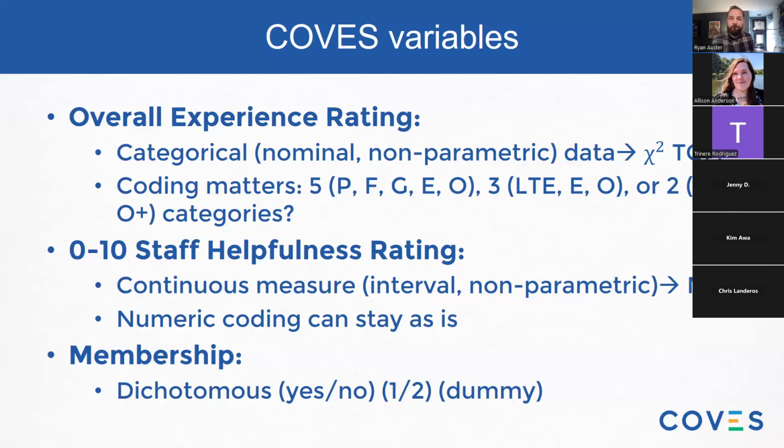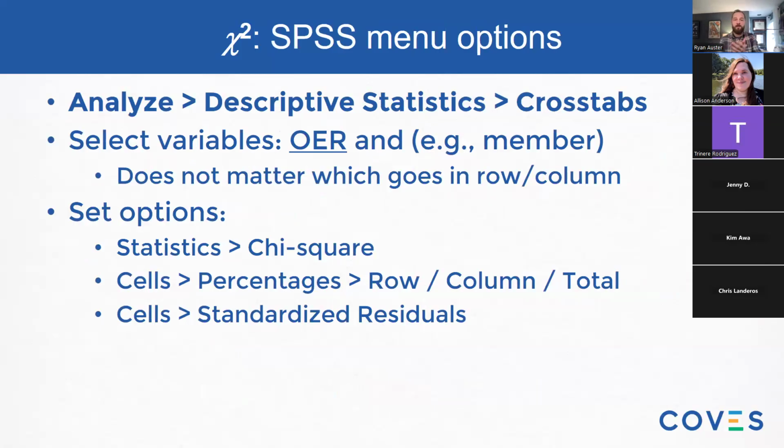All right, so I'm going to start with the chi-square example where we are looking at the difference between members and non-members with respect to overall experience ratings. It does not matter which goes into the row and column aspect of select variables, but if you're using the menu option, and I'm not going to, I apologize, for SPSS users, I think you know how to do this. And again, it's on Google or YouTube. I can find office hours to show you, but this is the procedure by which you'd use the menus.